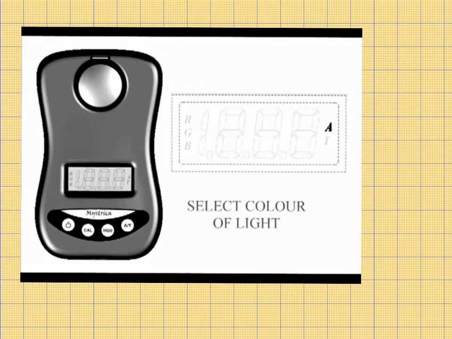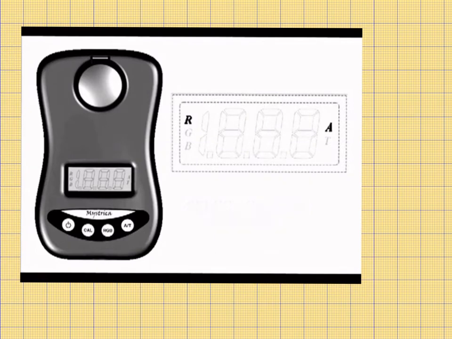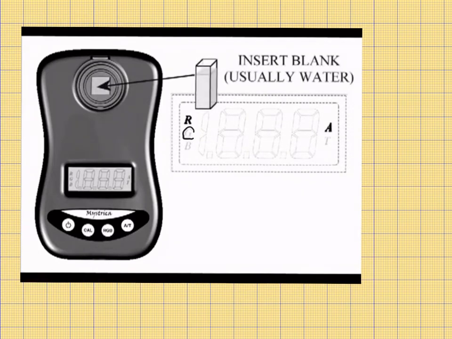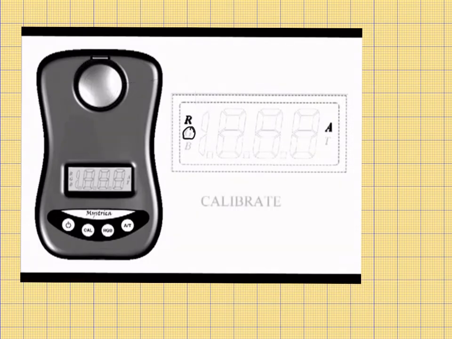So the first thing to do is to select the colour of light that is going to be passing through your solution. There are 3 LEDs, red, green and blue. What you want to do is choose light that is going to be absorbed by the iodine solution. It's mainly reflecting in the red, so it's possibly best to choose the green LED. First, we need to calibrate the apparatus, so we insert a blank, which is usually water, because that is absorbing no light.